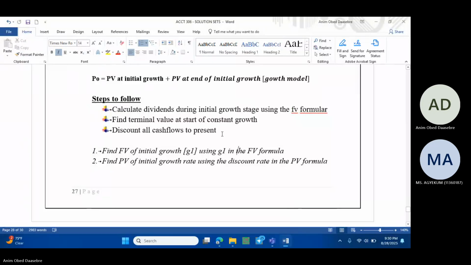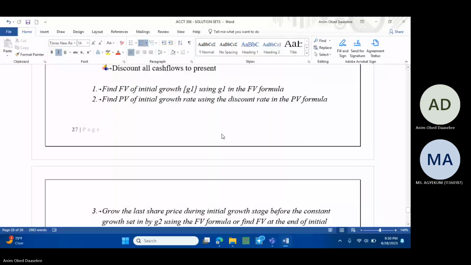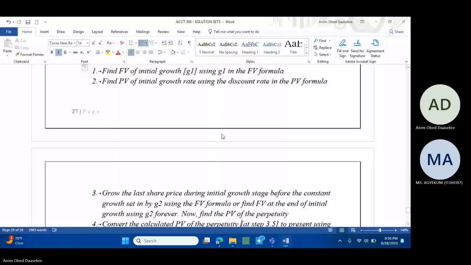Okay, so this one I'll explain it better when we start solving questions.